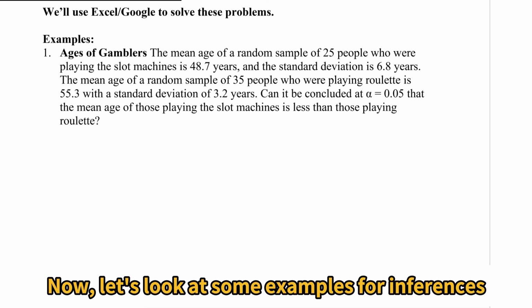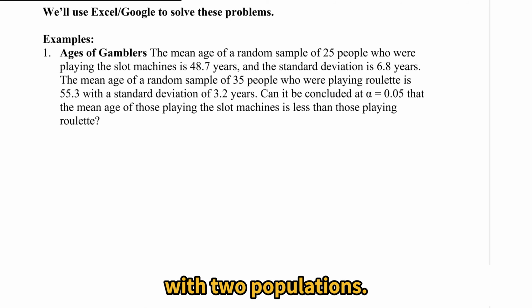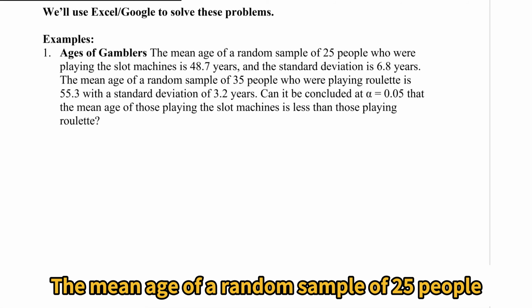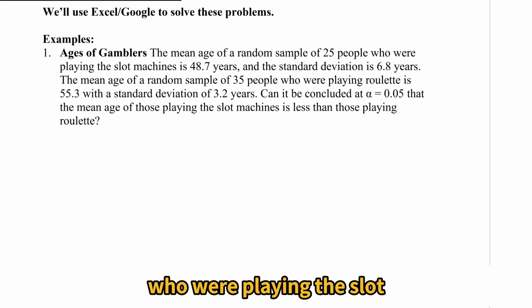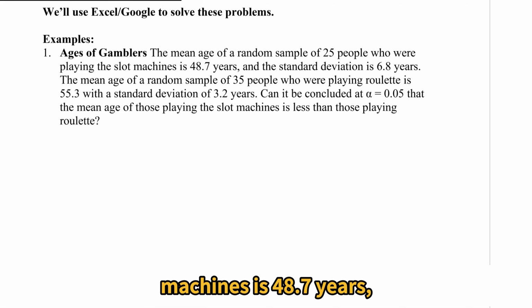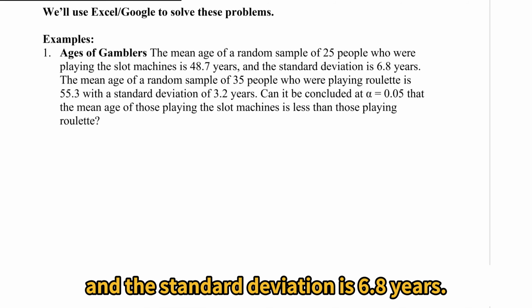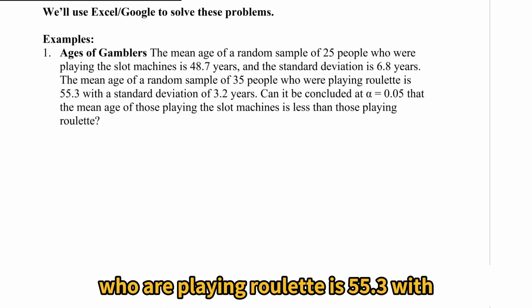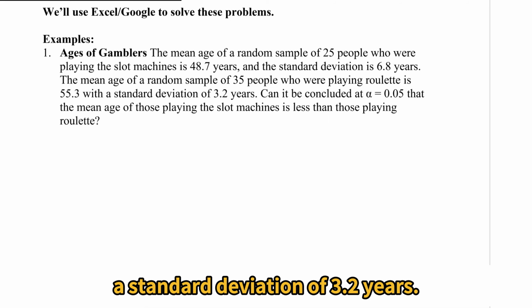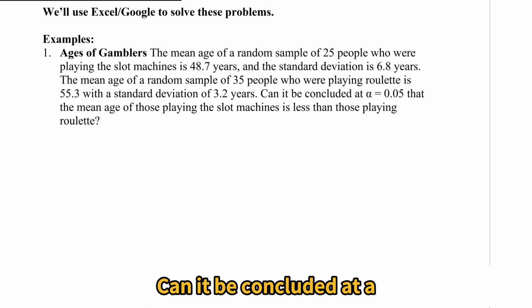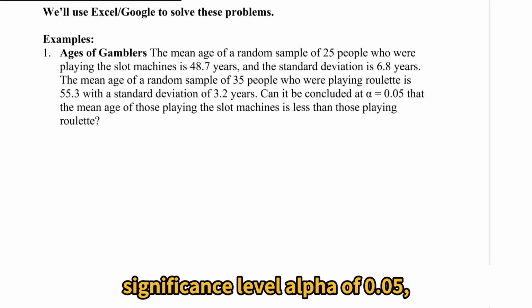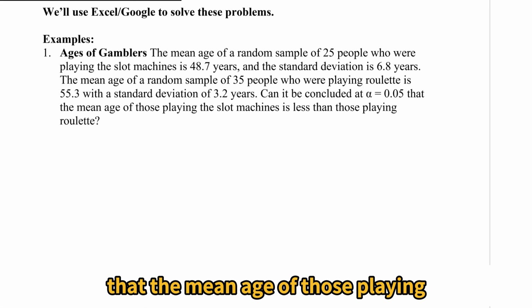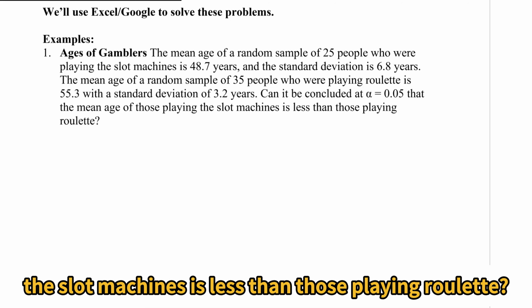Now let's look at some examples for inferences with two populations. The mean age of a random sample of 25 people who were playing the slot machines is 48.7 years, and the standard deviation is 6.8 years. The mean age of a random sample of 35 people who were playing roulette is 55.3, with a standard deviation of 3.2 years. Can it be concluded at a significance level alpha of 0.05 that the mean age of those playing the slot machines is less than those playing roulette?